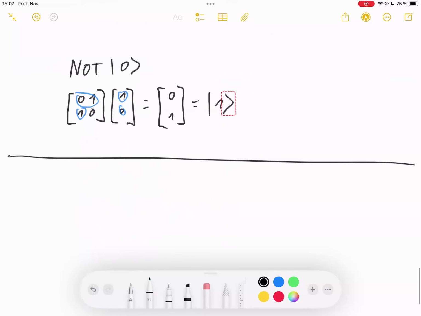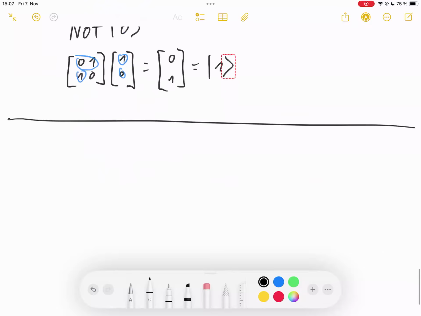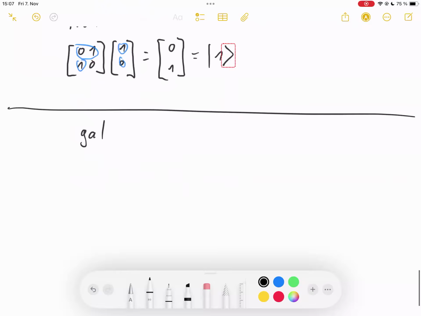Which other gates do you remember from binary logic gates? There are two more. Let's see if you remember them and send them to the chat. OR and AND, that's correct.